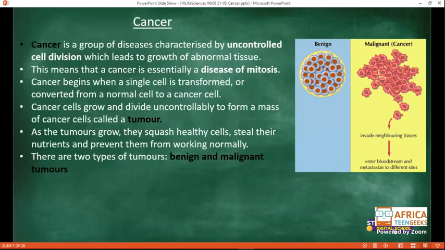And we started off with cancer. We said cancer is a group of diseases characterized by uncontrolled cell division, which leads to the growth of abnormal tissue. So remember, uncontrolled cell division leads to the growth of abnormal tissue, which is cancer.